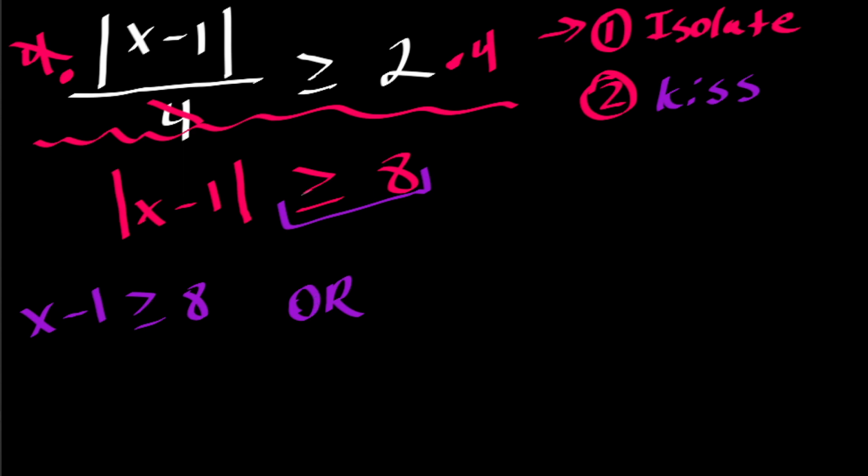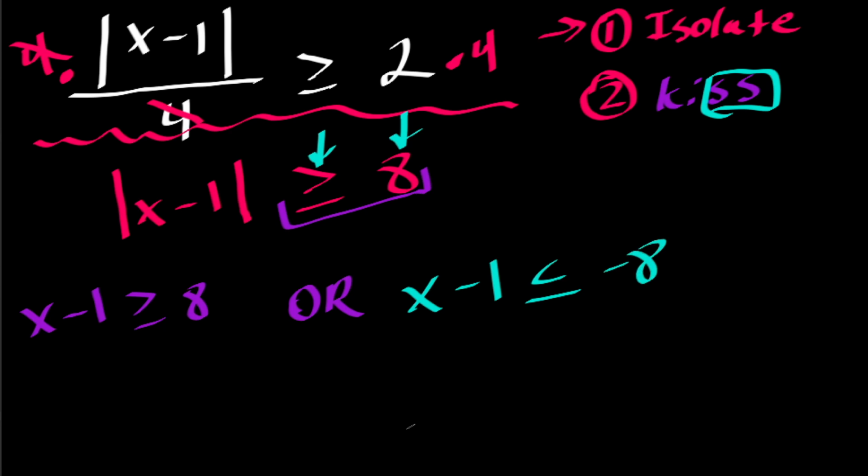Okay, now this part is going to change for my second case. This greater than or equal to 8 is going to change. We're still going to keep what's inside of the absolute value, but then we're going to do the SS part, which is the switch. So this switches and this switches. So instead of greater than or equal to, it becomes less than or equal to. Instead of 8, it becomes -8.